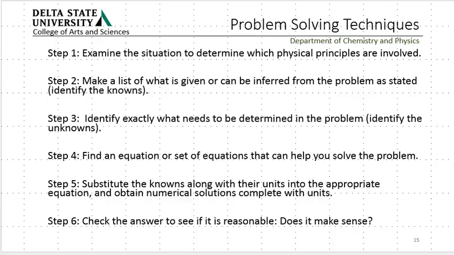Third part, identify what needs to be determined in the problem, right? What are you trying to find? Find an equation or set of equations to help you solve the problem. Put the knowns in, along with their units. Make sure you track the units, because units are going to be very important in understanding what's going on. And last, make sure your answer is reasonable, that it makes sense. All right. That's it for this portion of Chapter 2.